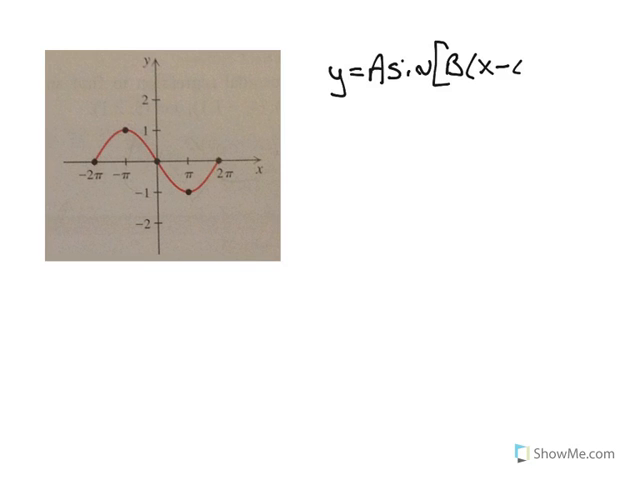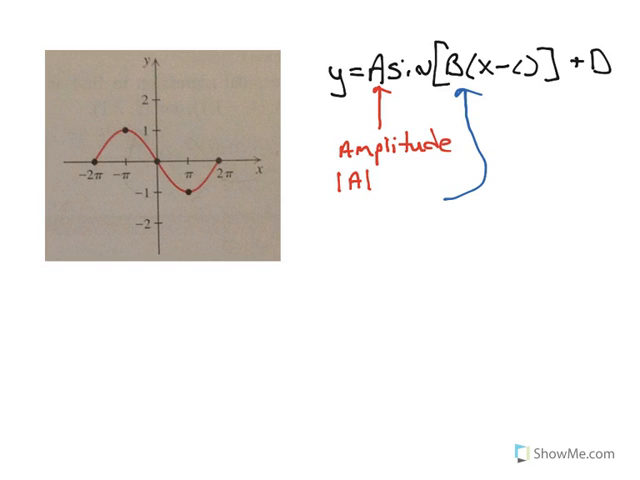x minus c, plus d. And let's just refresh what these values do. So the a value affects the amplitude, and more specifically your amplitude is always positive, so it's the absolute value of a. Your b value changes your period, so your period is always 2 pi divided by the b value.